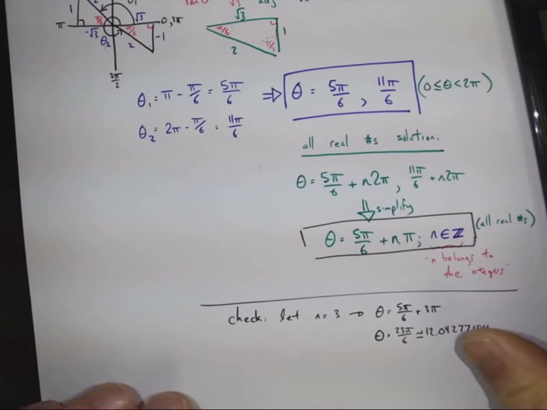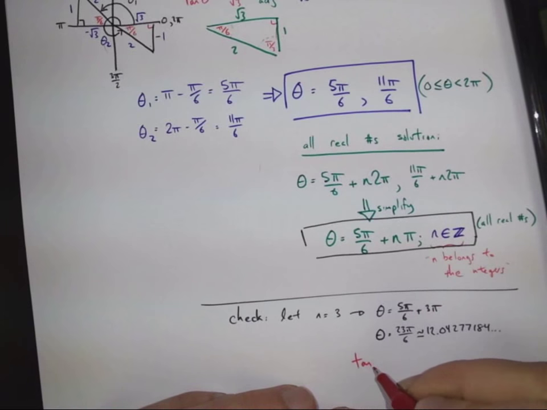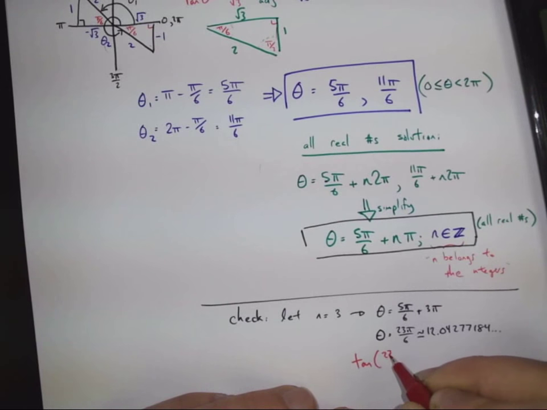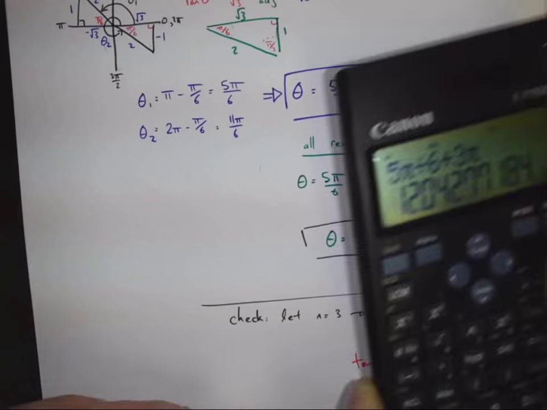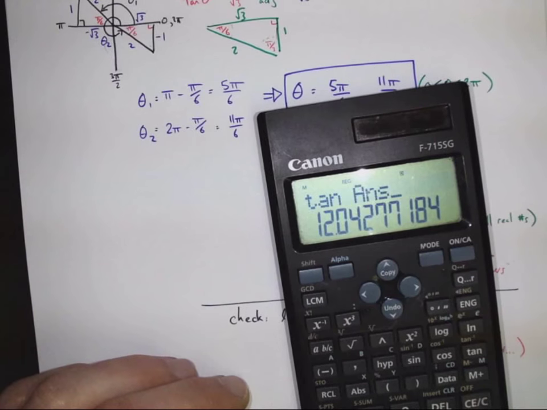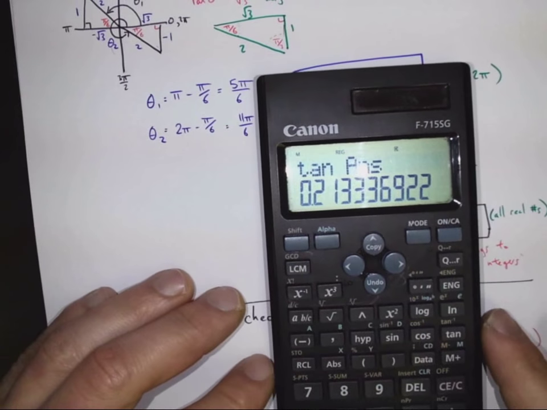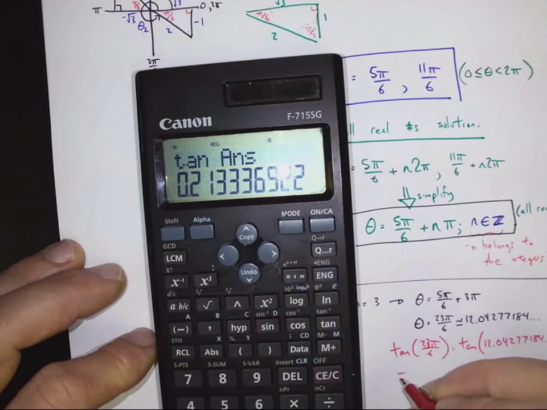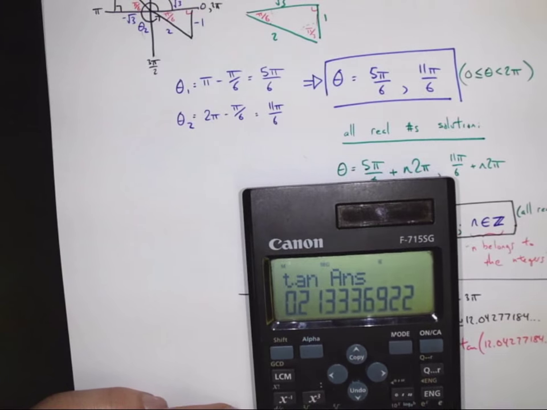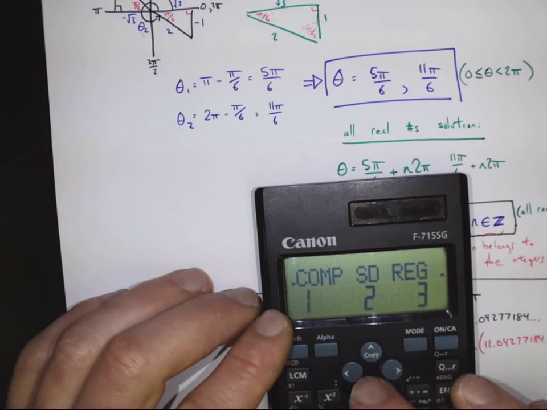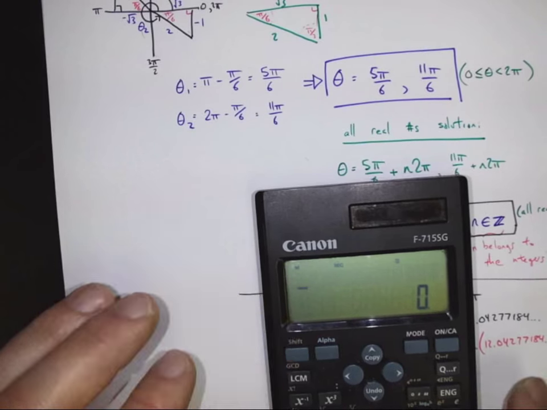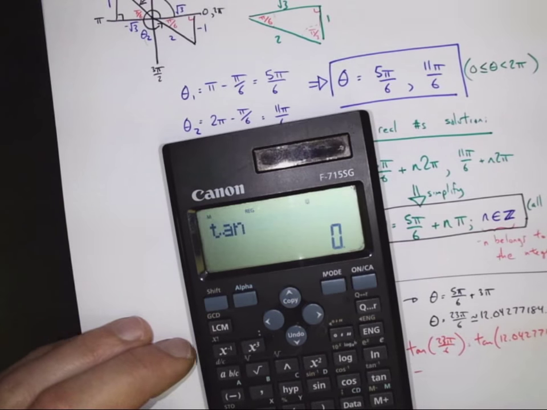12.04277184 dot dot dot. Now, what happens if I say what's tan of 23 pi over 6? Or tan of 12.04277184 dot dot dot. So the tan of that angle gives me a ratio of, wait, something's wrong. Oh, I'm in degrees, that's why. Okay, shoot. Uh-oh. I don't know how to do this on this calculator. Oh, there we go, radians. So, sorry, I should have done tan of 23 pi over 6.